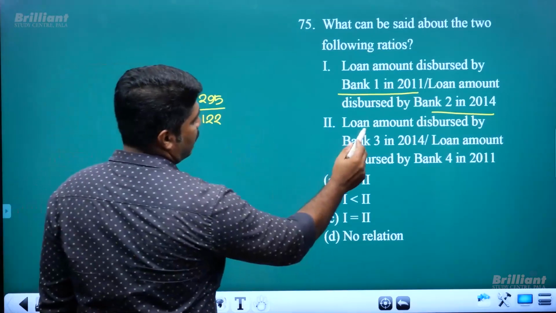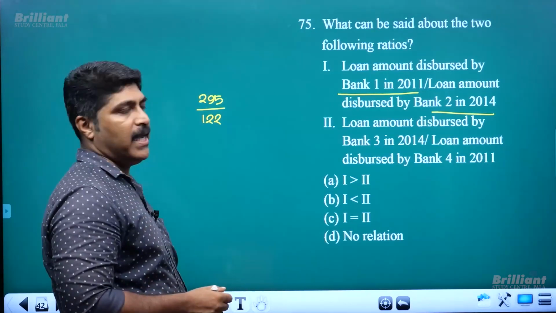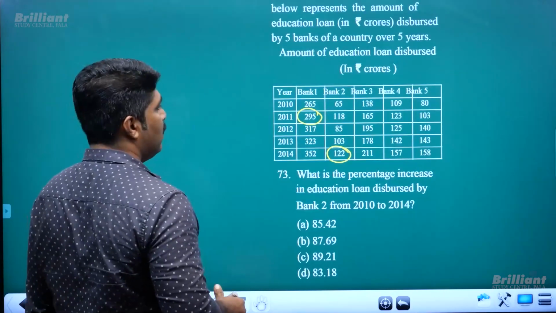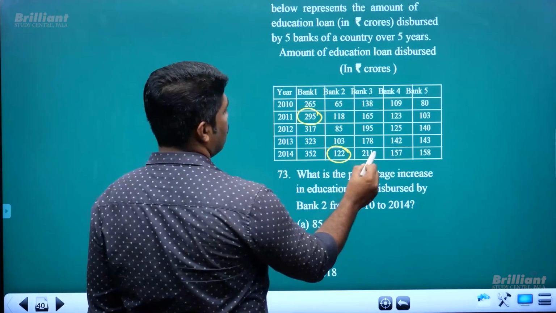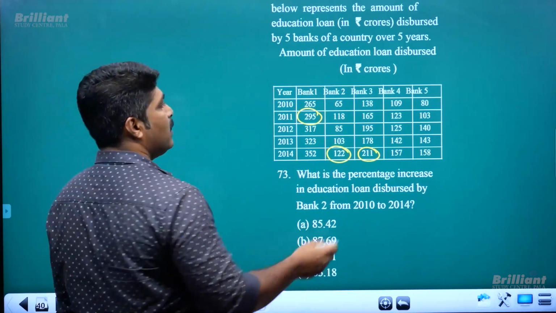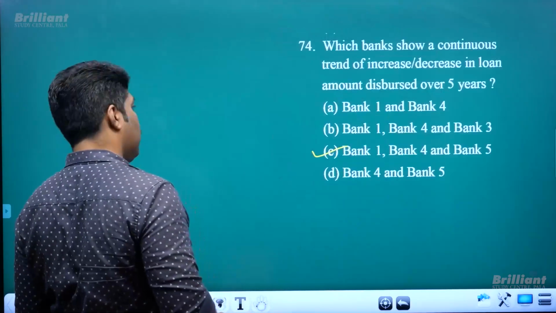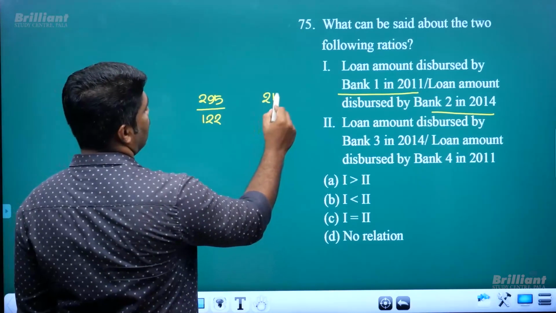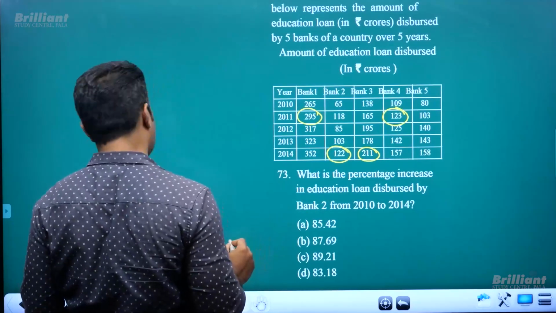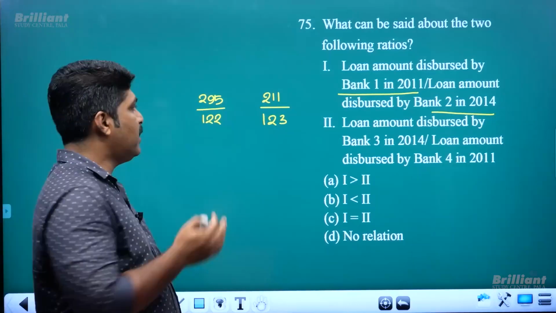And similarly, we are going to consider the second ratio. Loan amount disbursed by bank 3 in 2014, bank 4 in 2011. Bank 3 in 2014, that is 211. And bank 4 in 2011, 123. This is 211 by 123. Clear? So we have to verify which fraction is greater.